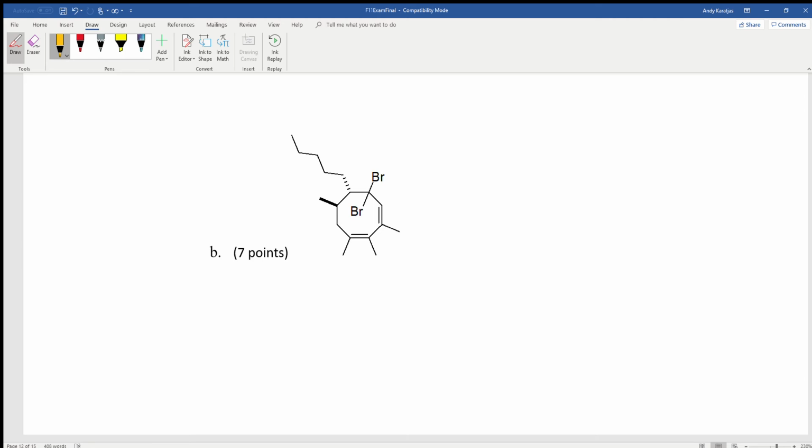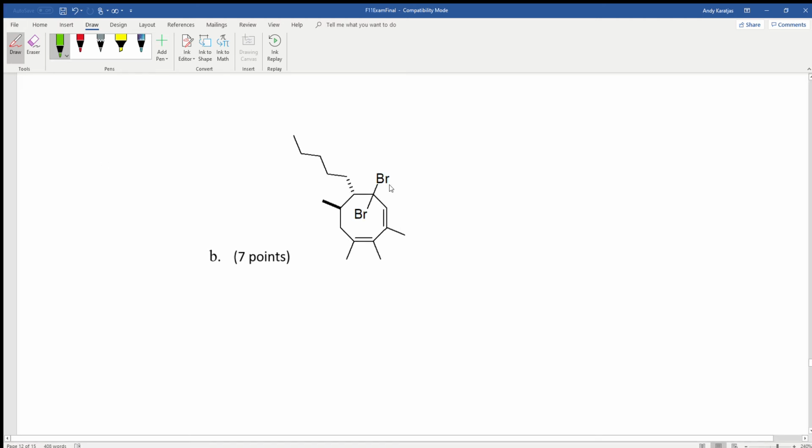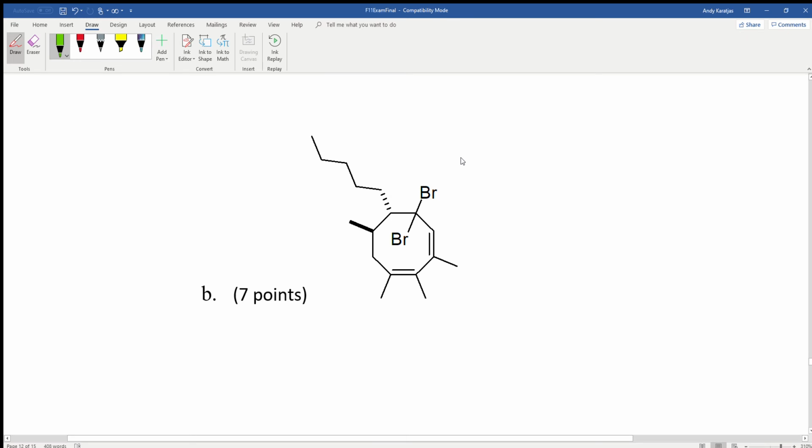Moving on to part B, we have a question where there's a lot going on here. But the easiest piece is to find our parent, and that's clearly the ring. We do have a somewhat long substituent coming off of it, but there's only 5 carbons in that substituent, whereas the ring itself is 8 carbons. So the easiest piece of this question is that our parent chain is the cyclooctane ring.